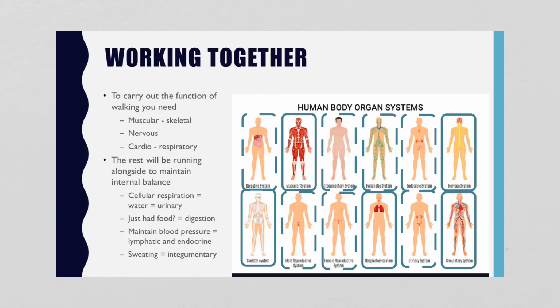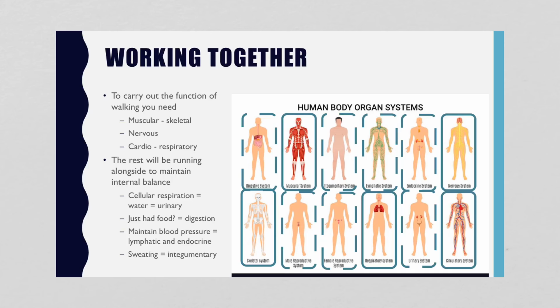Body systems work together, carrying out the function. So you have the musculoskeletal, muscles and the skeletal bones, nervous system and the cardiorespiratory system, helping you to breathe and pumping blood around your body. They will be running alongside cellular respiration, possibly digestion if you've just had something to eat, your blood pressure, and if you're walking rapidly, sweating, maintaining your body temperature. Again, stop if you want to make some notes and think about this.